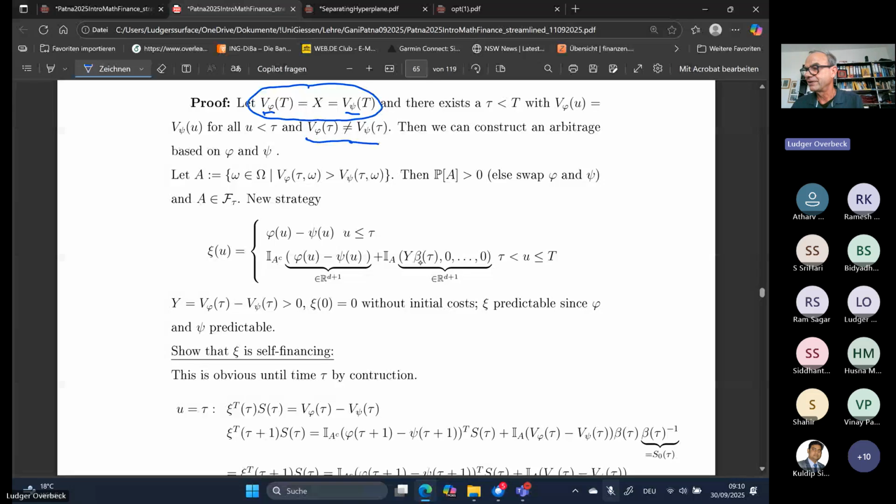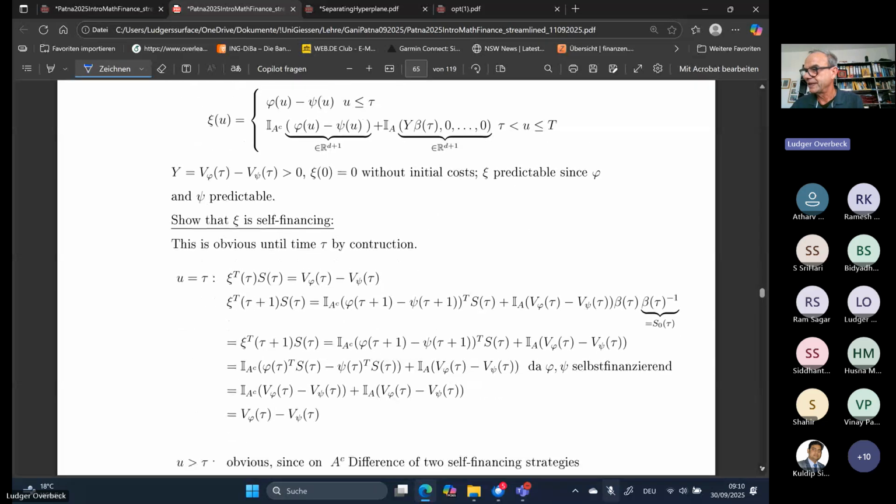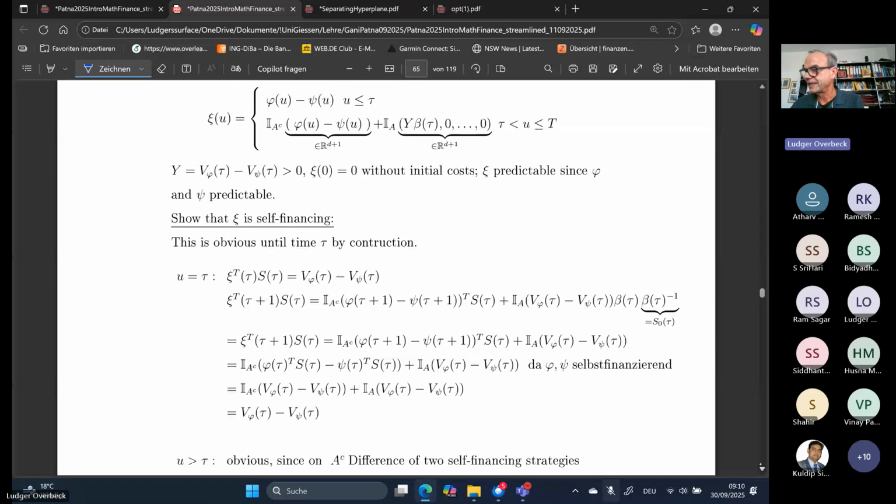In this case, you just do nothing: riskless asset investment. In this case, you sell and buy and make this money. You put this immediately into your saving account, your safe investment in S0. You make this money at the end. Whether you discount or you don't discount doesn't matter. This gives you an arbitrage. Of course, you still have to say that this strategy is self-financing.